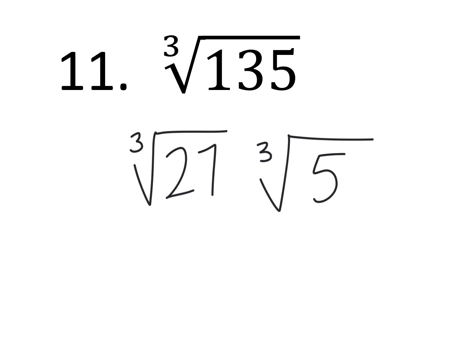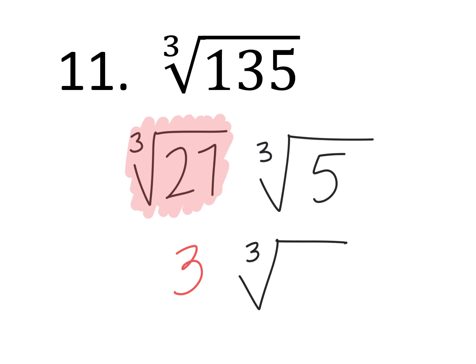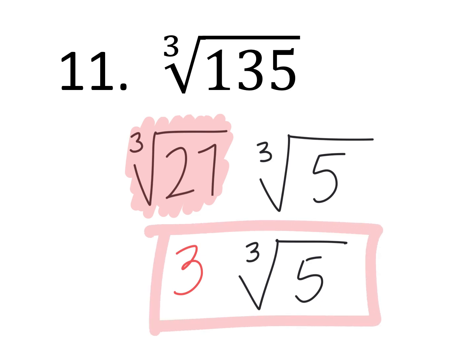And now we take the cube root of this one. We just said it. The cube root of 27 is 3. Because 3 times 3 is 9 times 3 is 27. 3 times the cube root of 5. So that's your final answer. Once you take the cube root of 27, it is not in a root anymore. That's a common mistake I see.